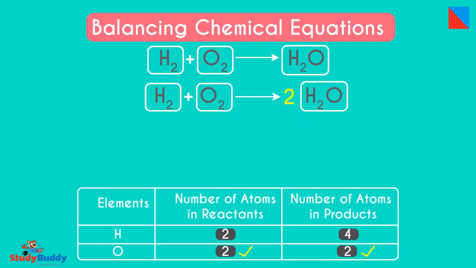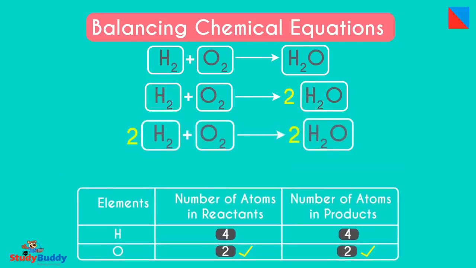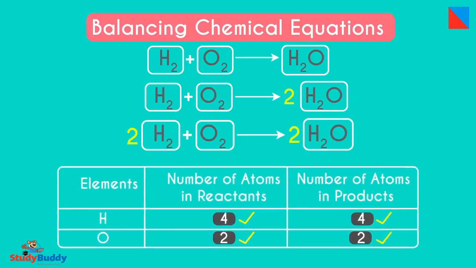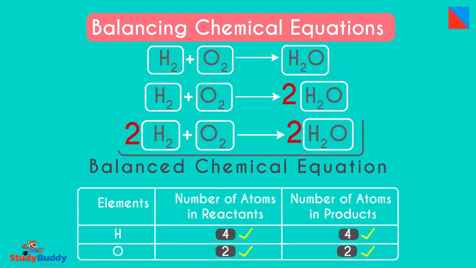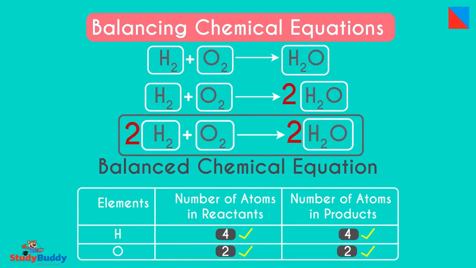We can multiply the hydrogen on the left-hand side with 2 to get this. Is the equation balanced now? Absolutely. We can form the table and verify it. This is what you'll get. So we simply multiply the appropriate elements or compounds as necessary to balance each and every element. When all elements are balanced, we say that the chemical equation is balanced.